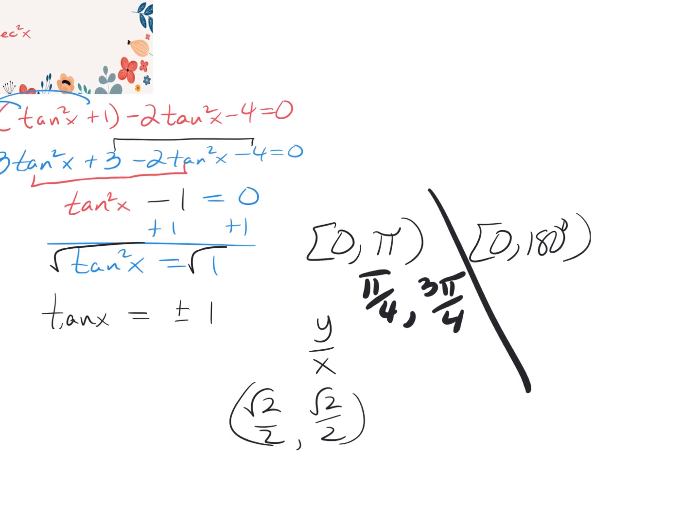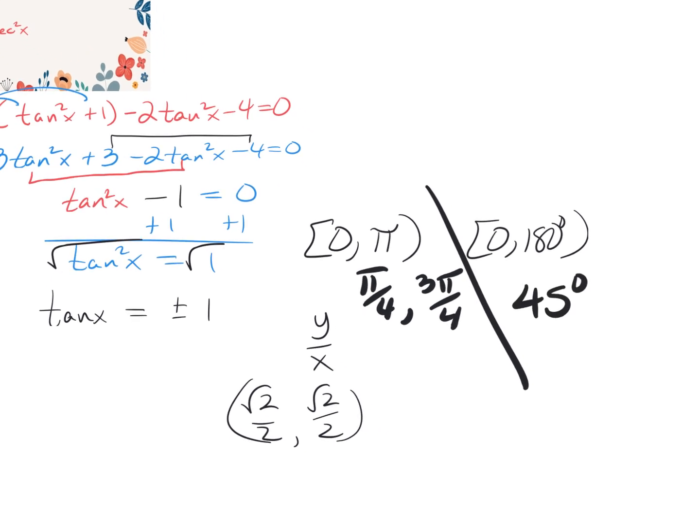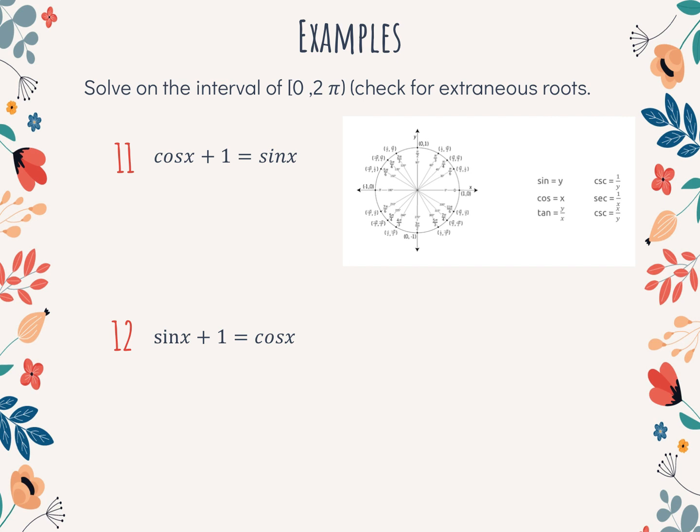In degrees, 45 degrees and 135 degrees. So again, you're just going to look up at the question to see, do I want the answers listed in degrees or do I want them listed in radians? It's all right on your unit circle, and we're giving you that. Now, notice the instructions. Check for extraneous roots.